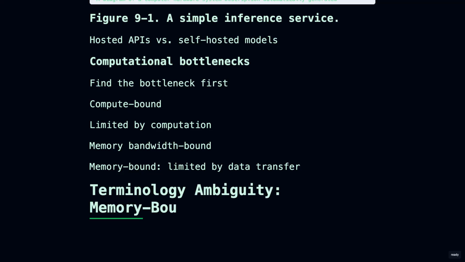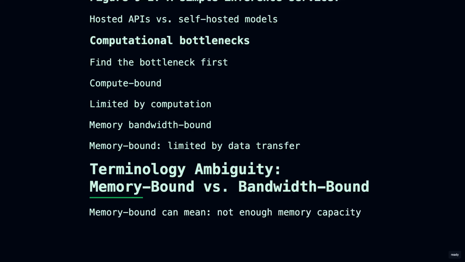In this section, we need to be careful with terminology. Memory-bound is sometimes used in two different ways, and the distinction matters for performance analysis. Some people use memory-bound to mean the task simply does not fit in memory. In that case, the problem is capacity, and the practical symptom is often an out-of-memory, or OOM, error.